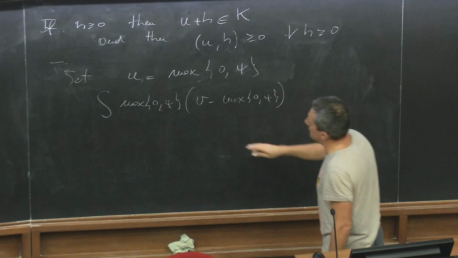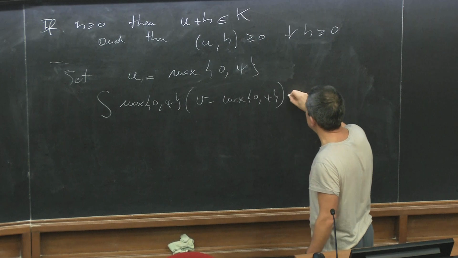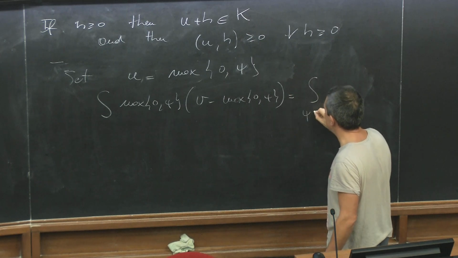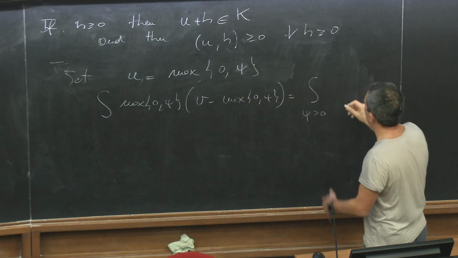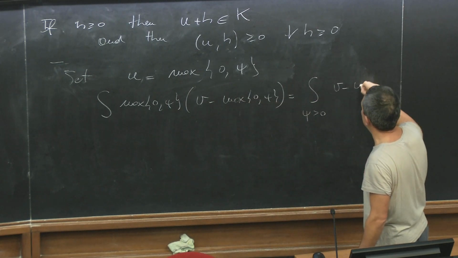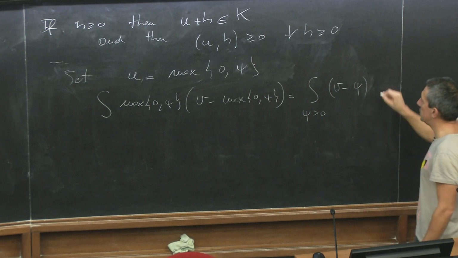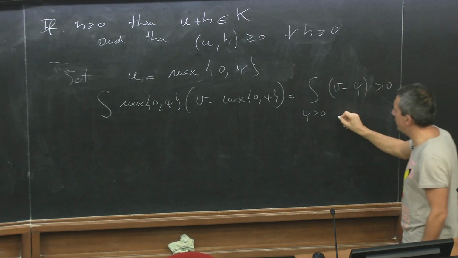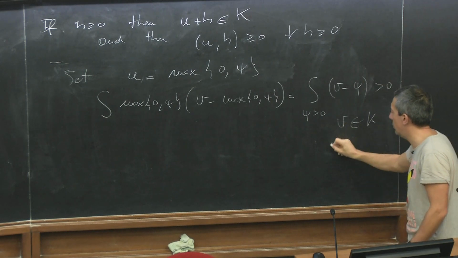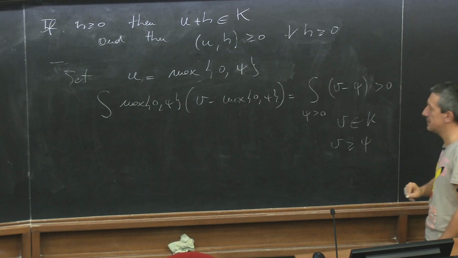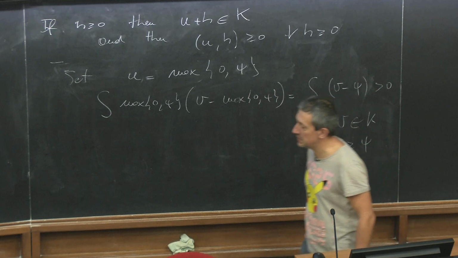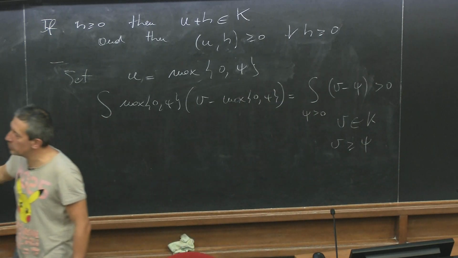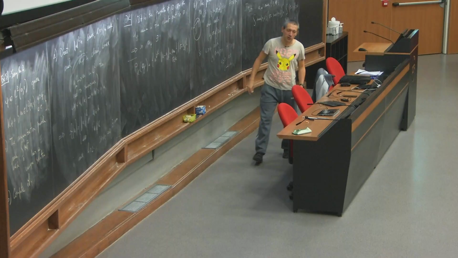Now this is equal to the integral where psi is greater than 0, because otherwise this is 0, of v minus psi, which is greater than 0 because v belongs to K, so v is greater or equal than psi. I think this is the best way. I mean, just do something explicitly, because otherwise I have to compute it and it becomes more complicated.